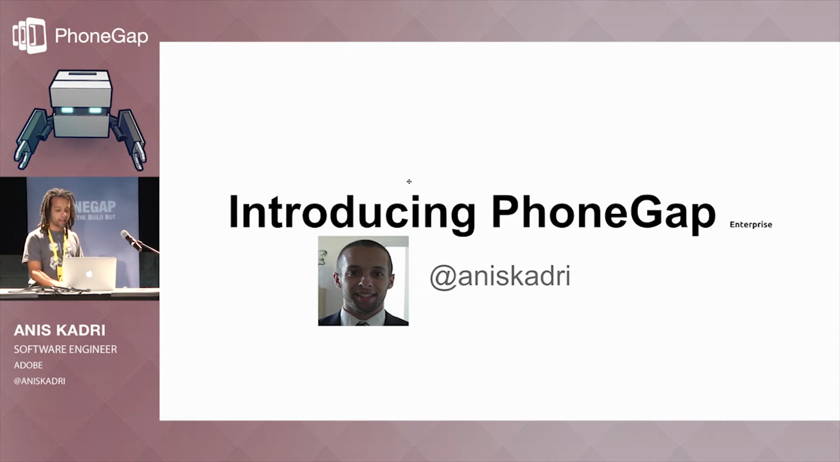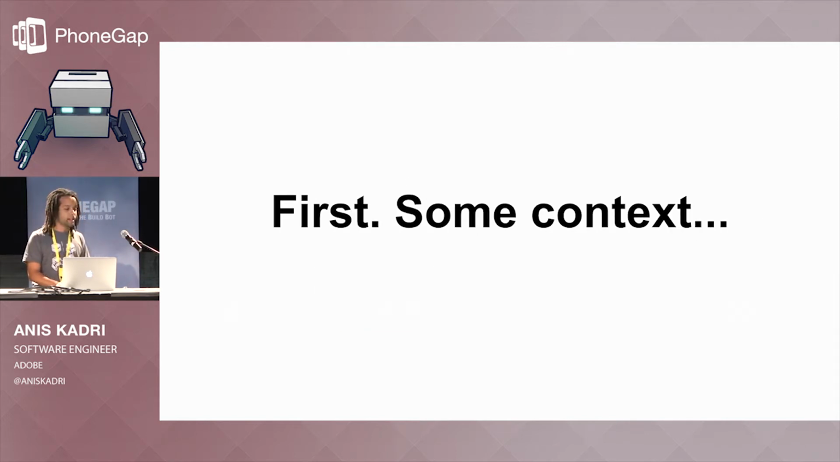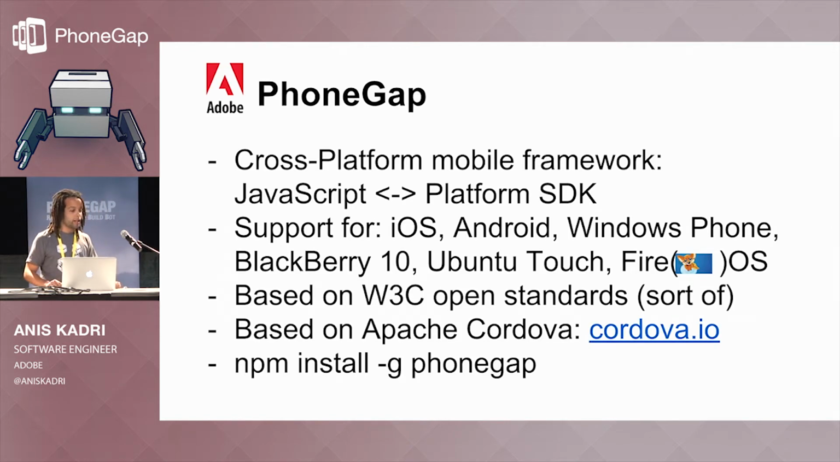But before I talk about that, I'd like to give you some context on what PhoneGap is today. PhoneGap is, as shown previously, a cross-platform mobile framework that bridges JavaScript to platform SDKs. It supports these platforms in order of relevance, it's based on W3C open standards for the most part, and is based on Apache Cordova. If you want to install it, you just run that command using the node package installer.